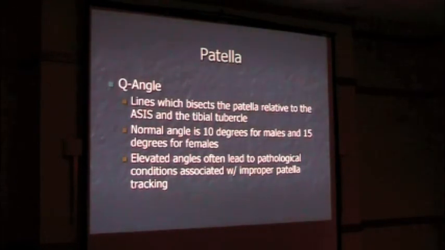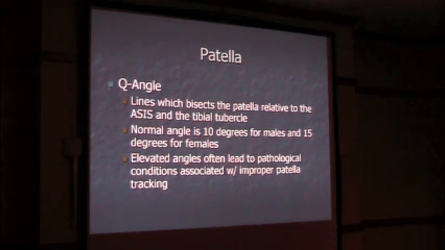The Q angle, this is basically lines that bisect the patella relative to the anterior superior iliac spine, which is this bone here at the hip, and you just basically get an angle between the two. It starts at the tibial tubercle, bisects the kneecap, and goes to the ASIS. A normal angle is about 10 degrees for males and 15 degrees for females. Usually if we see patients that come in with multiple dislocations, you always want to get a good Q angle, because this will tell you if they're anatomically predisposed to dislocation of the kneecaps.